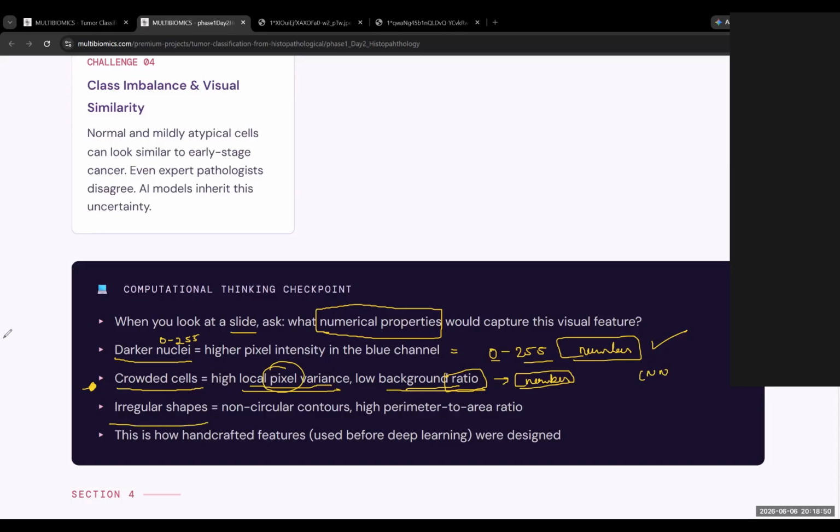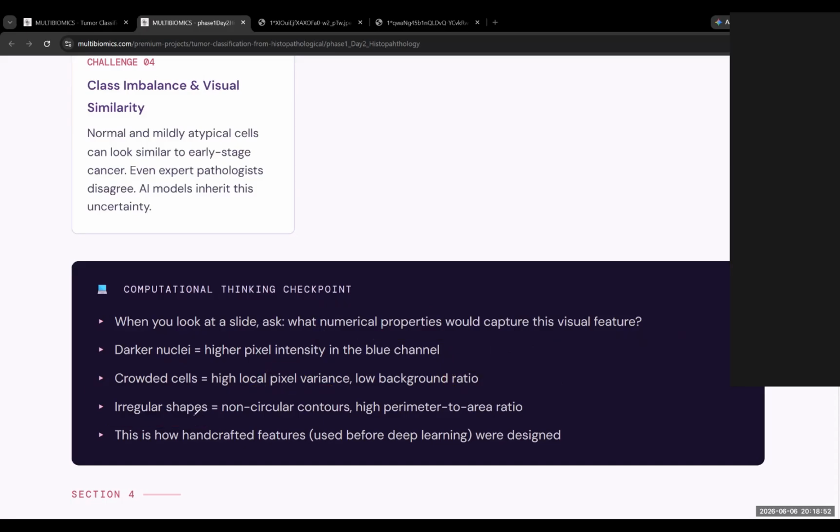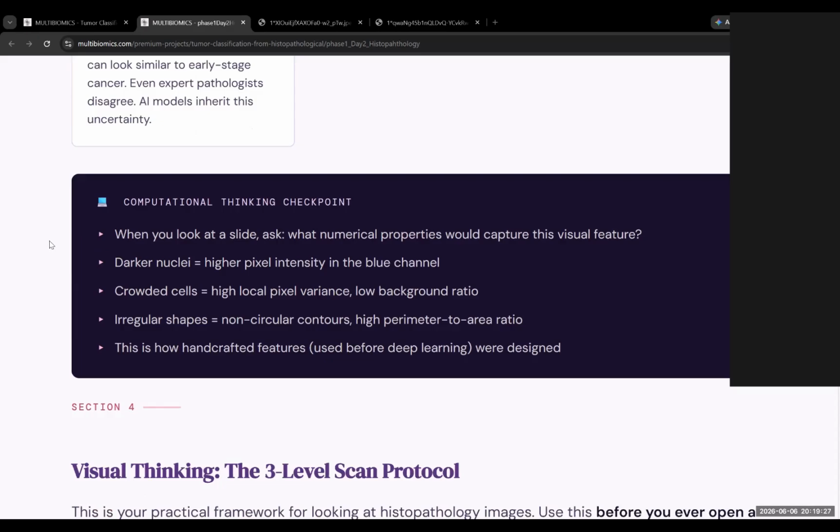Now suppose irregular shapes, how do numbers come out of shapes? It may assess the perimeter to area ratio. Did you get it? Numbers will come from these things. And if you understood something, you can handcraft features from your side also. But the CNN will try to learn features by itself. You don't have to work. You just have to pre-process the data and give it to the model.